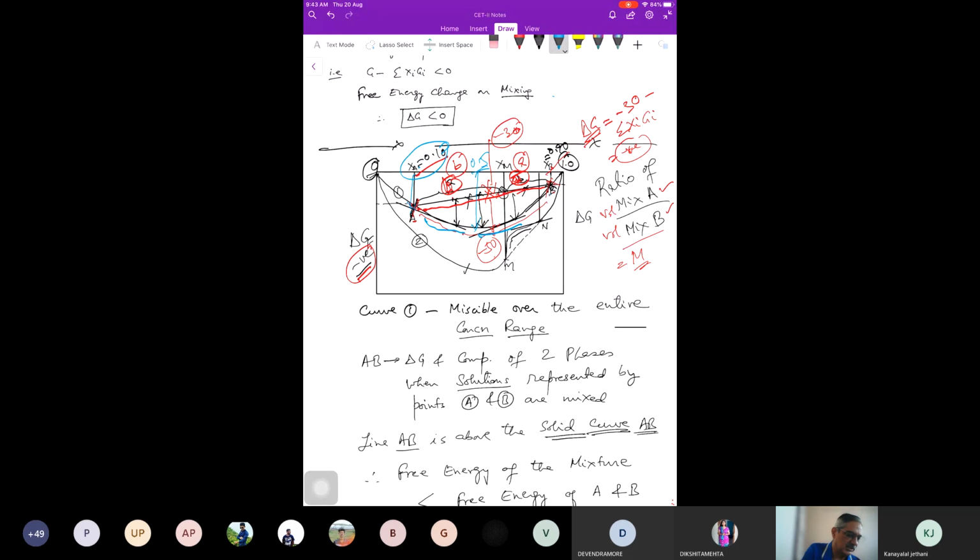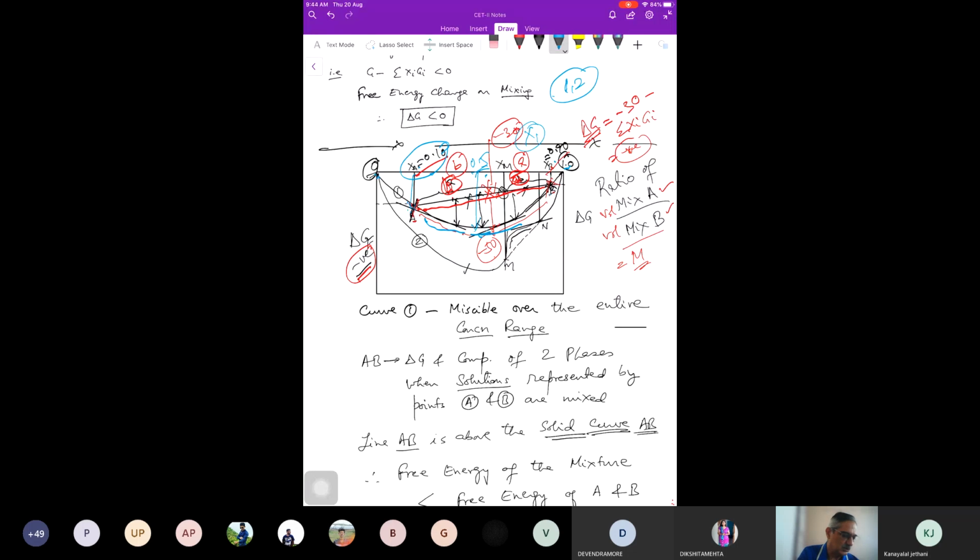Suppose it is component A, and 1 and 2. So if I plot x1 here, x1 is changing from 0 to 1, right? This is 0, this is 1, here it is 0.1, here 0.9, here 0.95, right? So this curve is actually showing delta G for different compositions of the solution.